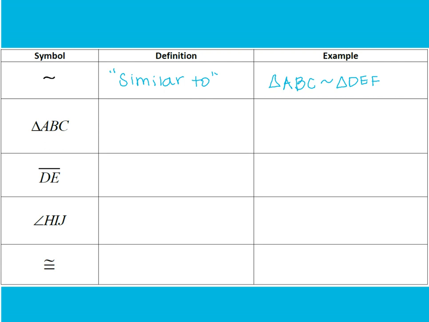In addition to some new vocabulary, we also have some new symbols that we're going to be using. The first one is defined as similar to. So you could use it in the sense of saying two triangles are similar to one another. So triangle ABC is similar to triangle DEF. And we're going to use this for all sorts of shapes.